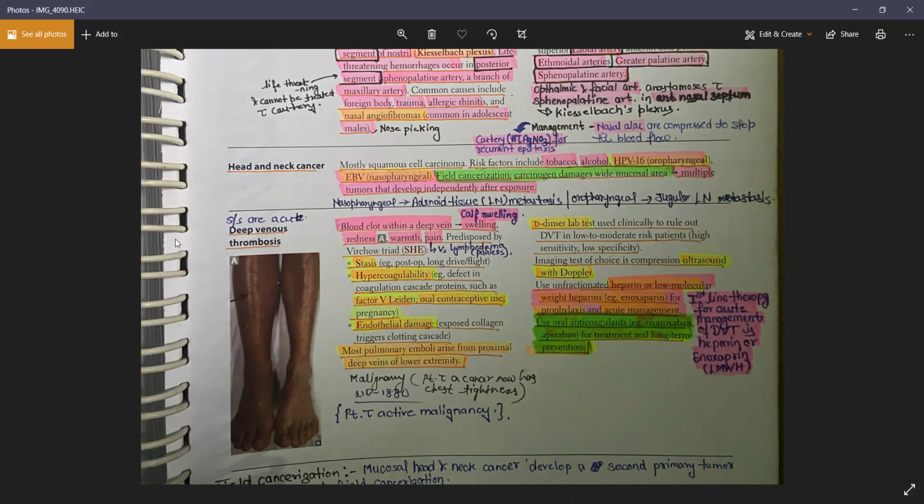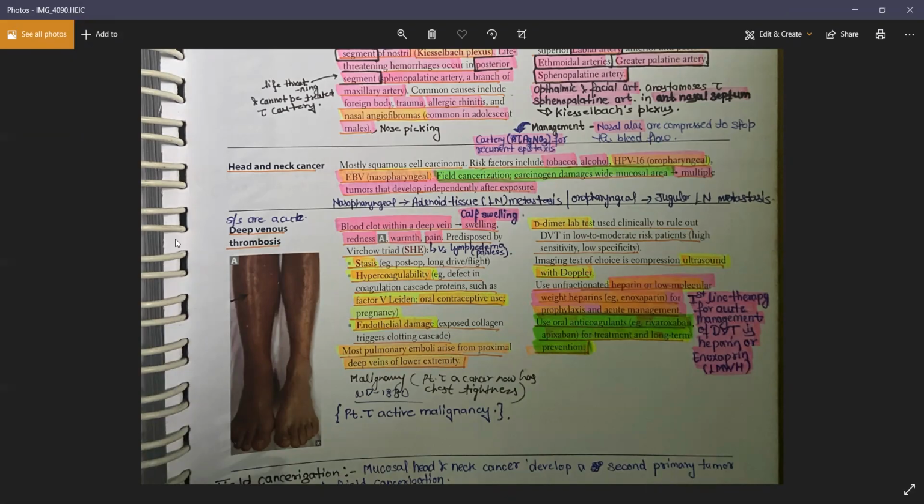Swelling will be there. Hotness will be there. Redness, warmth. Pain, of course. So whenever you encounter a patient having severe pain, swelling, tenderness, warmth, redness to the leg or to any part of the body, that means the patient is having a venous thrombosis, right?